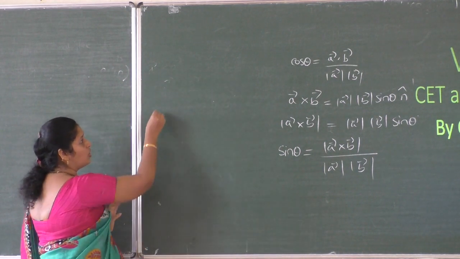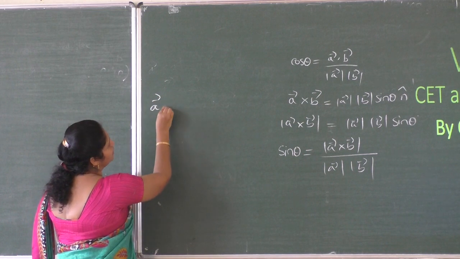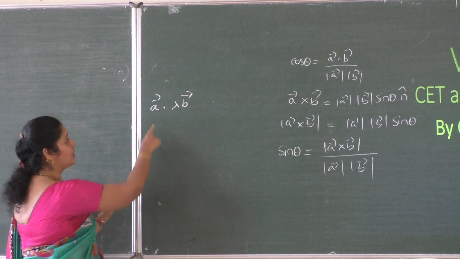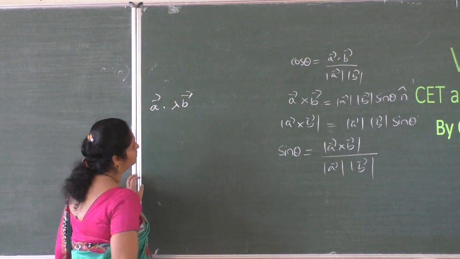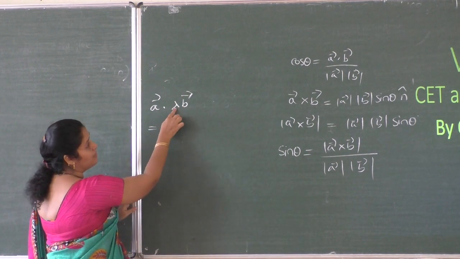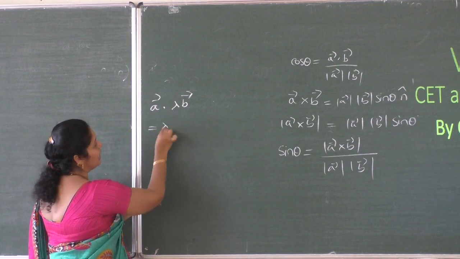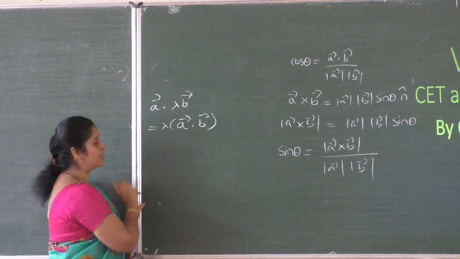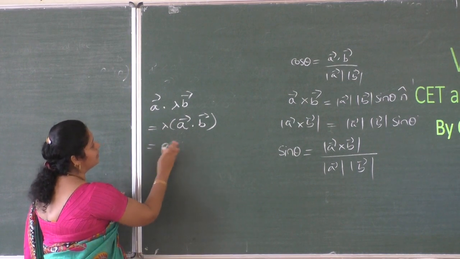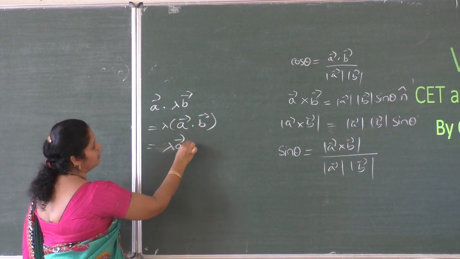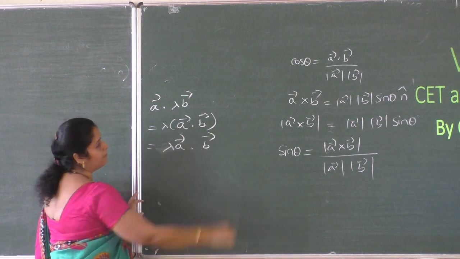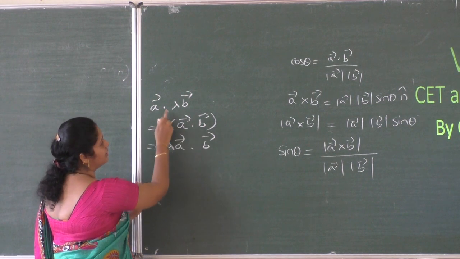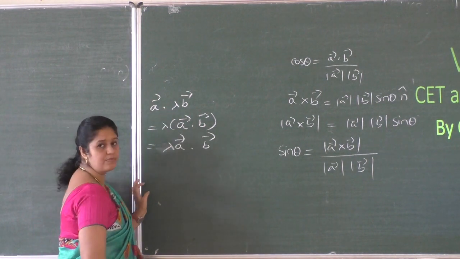Also for dot and cross, one thing we can remember: vector A dot lambda times vector B, where lambda is a number, you can write as lambda into vector A dot vector B, or you can write lambda vector A dot vector B. For the cross product it is also the same thing. So here you can write the cross product, that is also the same.